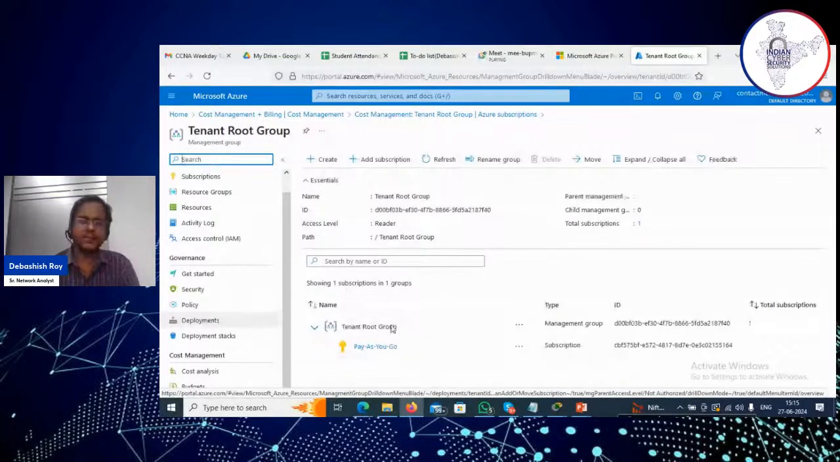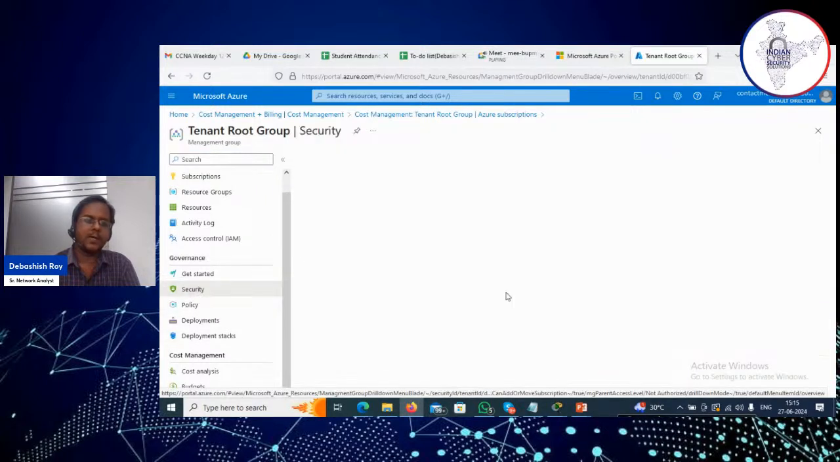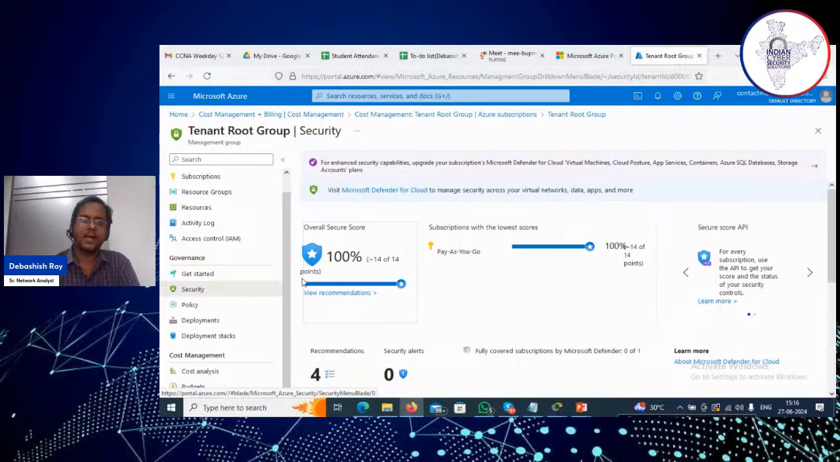So you can add your subscription. You can see that this is a pay as you go subscription level, and you can add the subscription level also. So these things are the essential part for your cost management and governance. Also you can go for the security part, that is also important for your cost analysis. You can set the Azure policies. So everything is there in the Azure console itself.